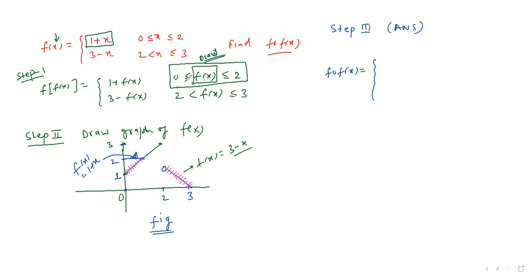This condition. I have to put the name of the branch here. What is the name of this branch? f of x equals 1 plus x. I have to put it here. Let us put 1 plus f of x is equal to 1 plus x.